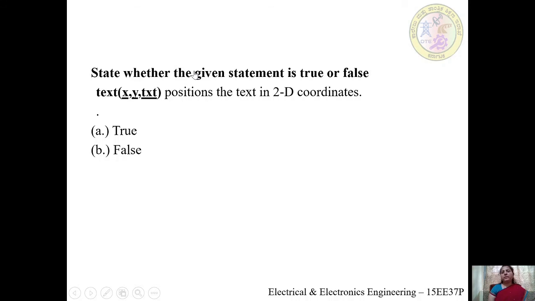Then state whether the given statement is true or false. So here we have text, then xy coordinates and then the text. This positions the text in 2D coordinates. Is it true or false? Here it is true, because we are going to mention the xy coordinates for the text command, and then we'll also mention the text that has to be displayed on the plot. So it is true.